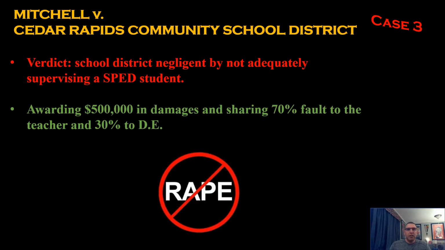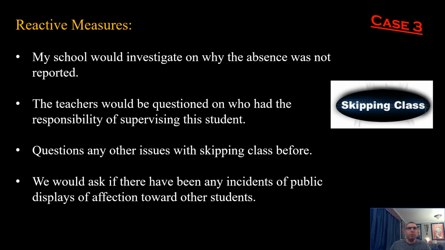The verdict in this case was that the school district was found negligent for not adequately supervising the special needs student, awarding $500,000 in damages and assigning 70% of the fault to the school and 30% of the fault to the student.